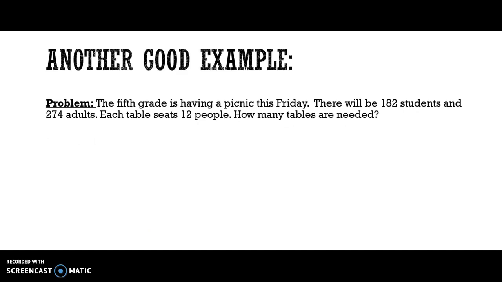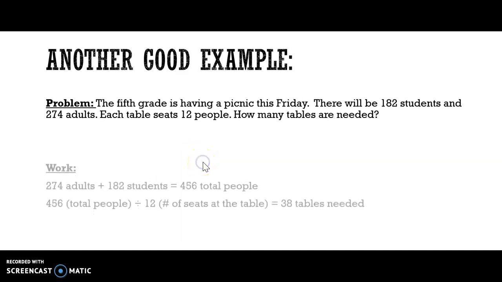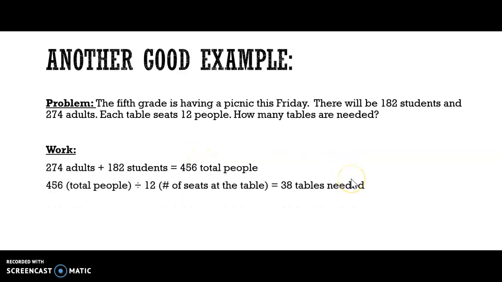So here's another good example. Here's the problem. The 5th grade is having a picnic this Friday. There will be 182 students and 274 adults. Each table seats 12 people. How many tables are needed? Well, to work this problem, we need to first find out how many total people. So we add the number of adults with the number of students, and we get a total of 456 people. Then we take the total number of people and divide that by 12, because that's the number of seats at each table, and we end up needing 38 tables.